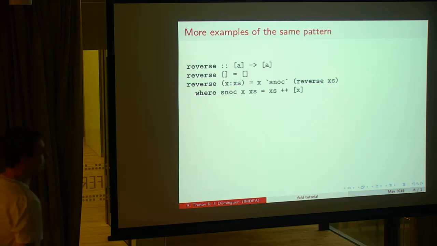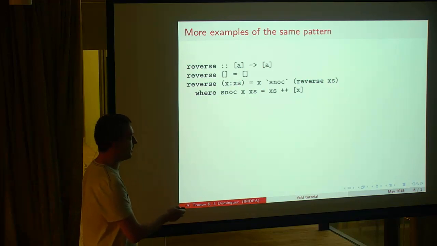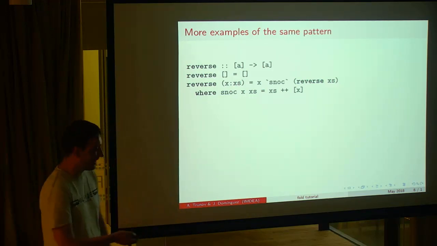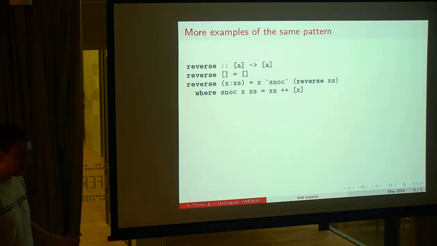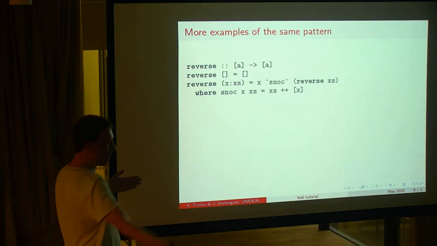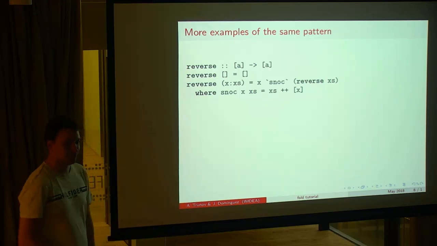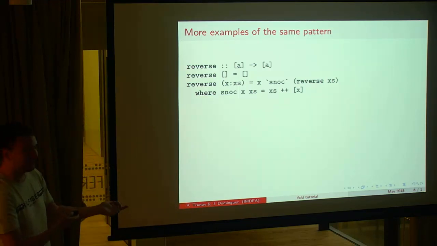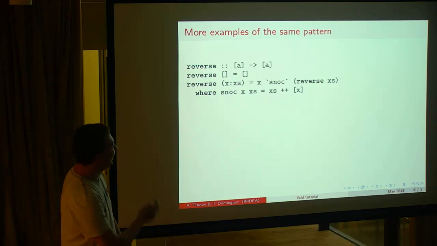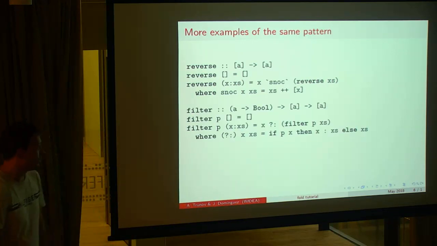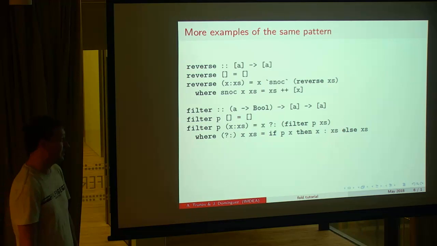Okay, so how do we implement reverse? Well, I won't cover the obvious case, right? We can reverse the tail of the list, and then we should slap the first element to the end of it, which is what the snoc function does. Snoc is cons in reverse, right? All right, so filter.